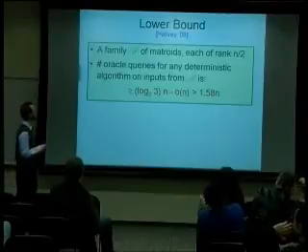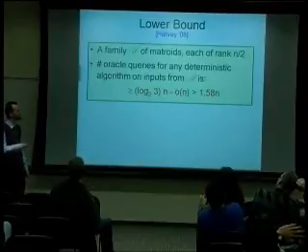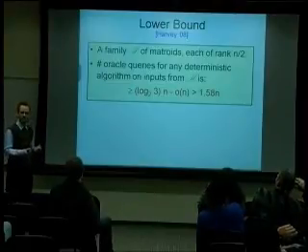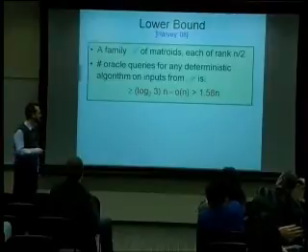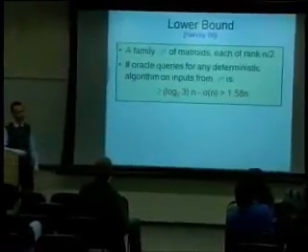Okay, so here's the formal statement. We have this family of matroids of rank n/2, and the number of oracle queries that's necessary to decide matroid intersection for 2 instances in this family is at least log base 2 of 3 times n minus lower order terms. Okay.